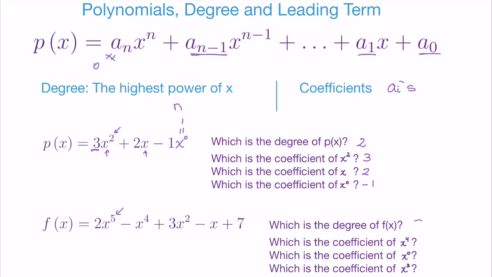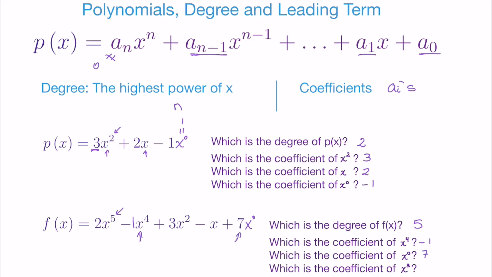So the degree of the polynomial is 5. The coefficient of x to the 4, go to x to the 4th. If you don't see a number in front, it's because it's a 1. So the coefficient of x to the 4 is -1. Now go to the 0th power of x, which is here. So the coefficient of x to the 0th power is 7.